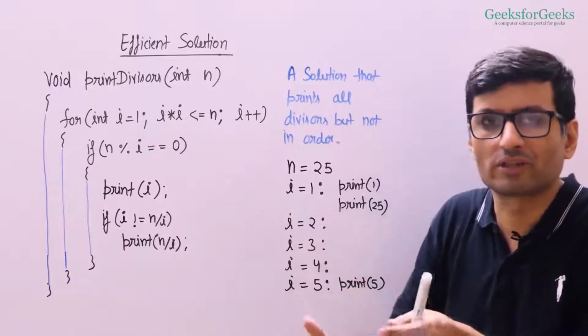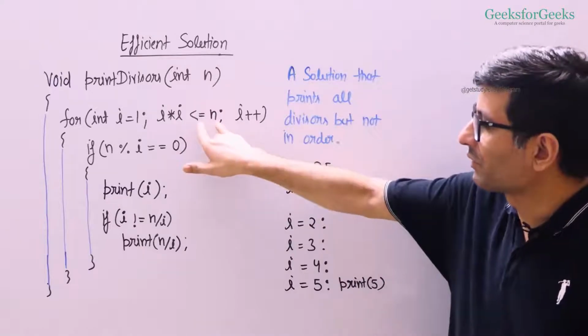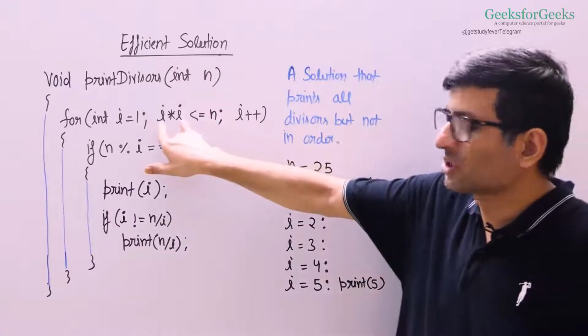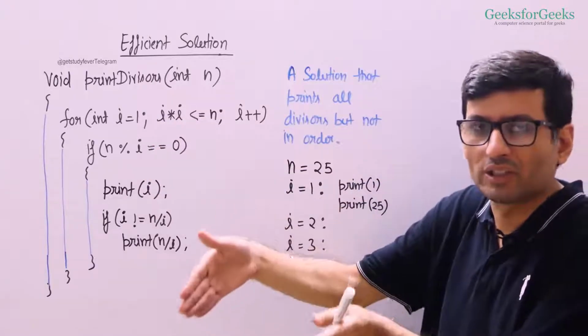That way we get all the divisors. So we run a loop from 1 to square root of n, and instead of computing square root of n, we have done this way. I into I should be smaller than or equal to n. So this is basically going to run till square root of n.